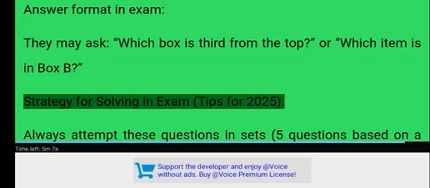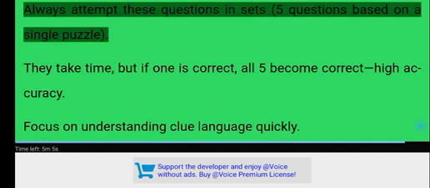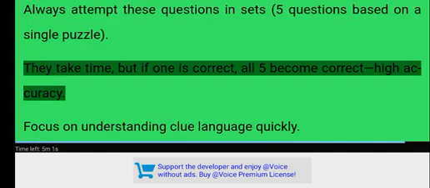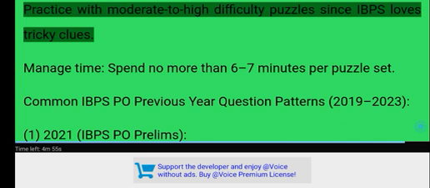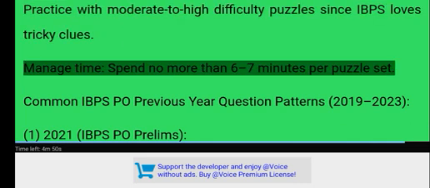Strategy for solving, exam tips for 2025. Always attempt these questions in sets, 5 questions based on a single puzzle. They take time, but if one is correct, all 5 become correct, giving high accuracy. Focus on understanding clue language quickly. Practice with moderate to high difficulty puzzles since IBPS loves tricky clues. Manage time, and spend no more than 6 to 7 minutes per puzzle set.